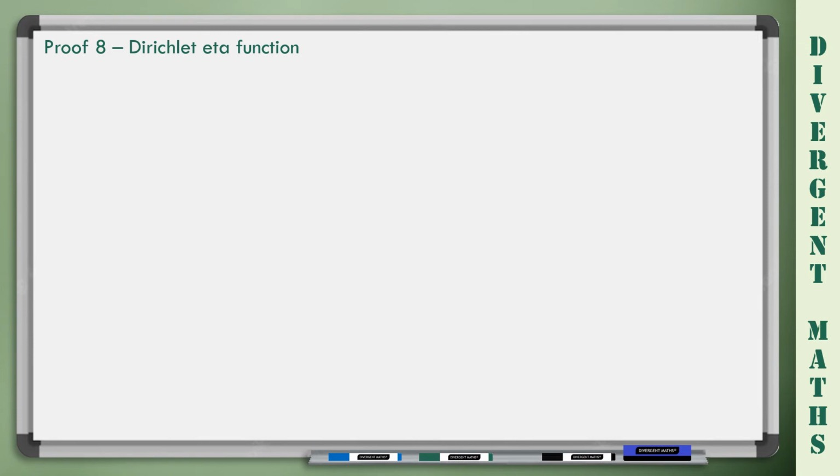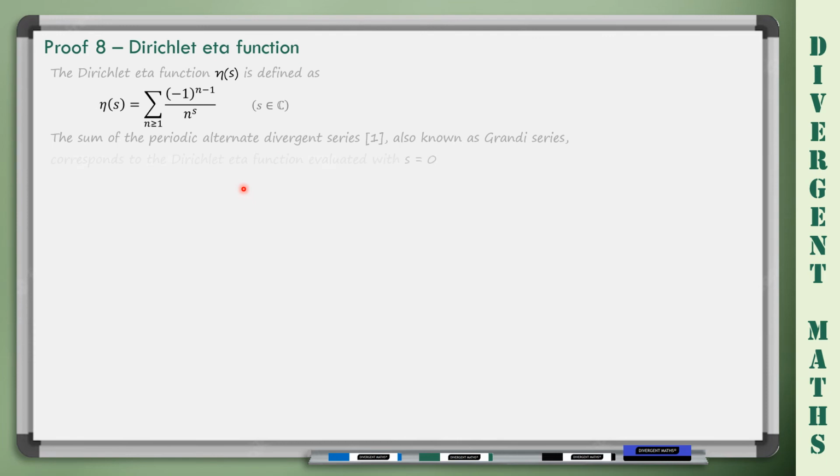Last proof, proof number 8, Dirichlet eta function. So the Dirichlet eta function eta of s is defined as follows. Eta of s is a sum from n equal 1 to infinity of negative 1 to the n minus 1 over n to the s. Why n minus 1? Because my naming convention starts with 1. So that's the reason. s being a complex variable. So the sum of the periodic alternate divergent series 1, also known as Grandi series, corresponds to the Dirichlet eta function evaluated with s equals 0.